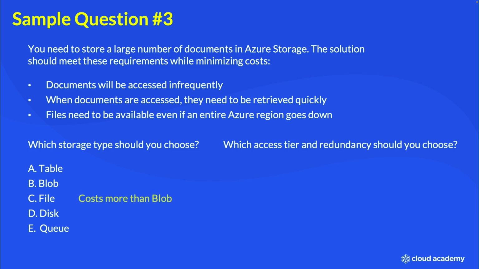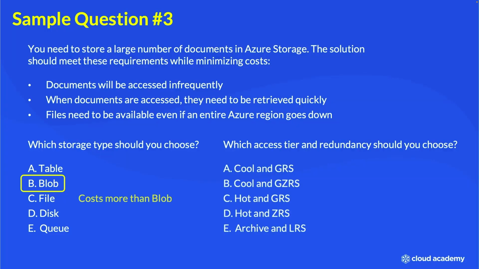And the really key thing for this question is that file storage costs more than blob storage. And so since part of the question is that we're minimizing costs, then blob storage is the correct answer. Because file storage would work. It's just that it's more expensive. Now, on to the second question. Which access tier and redundancy should you choose?